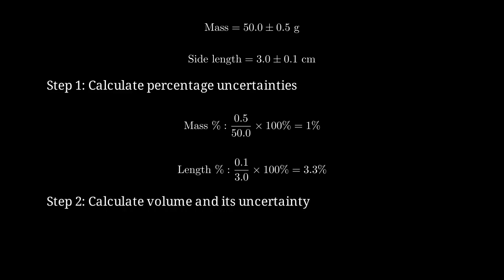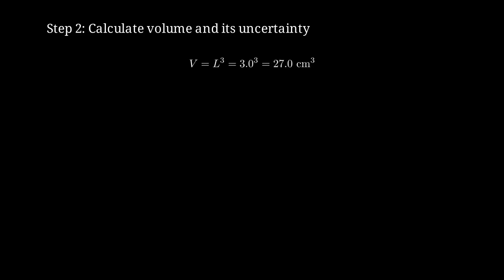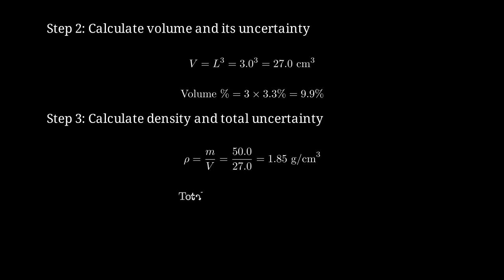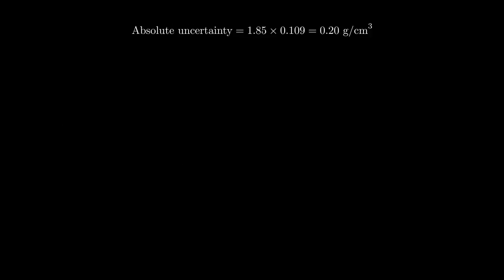Next, we calculate the volume and combine uncertainties. Volume equals length cubed, which is 27 cubic centimeters. The volume percentage uncertainty is 3 times 3.3%, which equals 9.9%. Finally, we calculate density and the total uncertainty. Density equals mass divided by volume, which is 1.85 grams per cubic centimeter. The total percentage uncertainty is 1% plus 9.9%, which equals 10.9%. Converting back to absolute uncertainty, we get 0.20 grams per cubic centimeter. So our final answer is 1.85 plus or minus 0.20 grams per cubic centimeter.